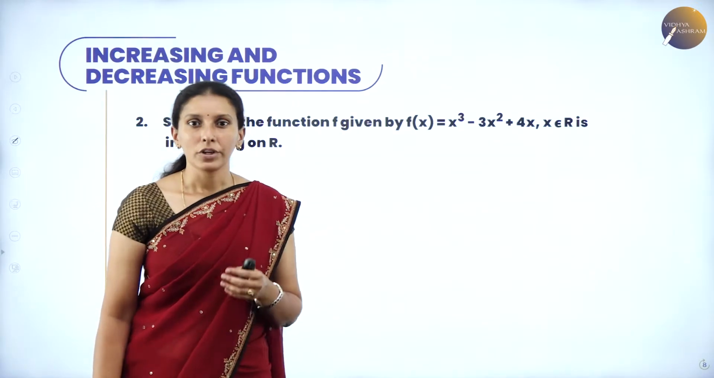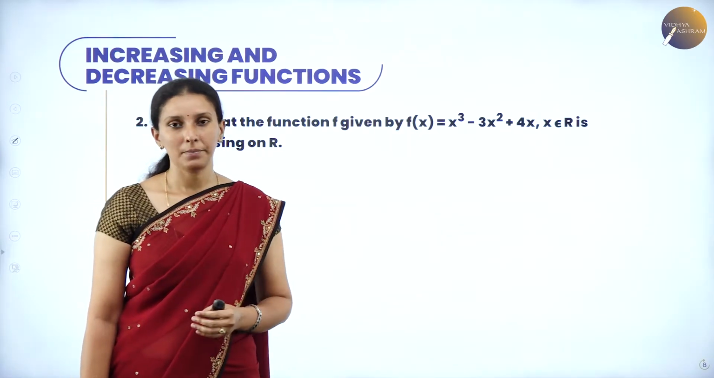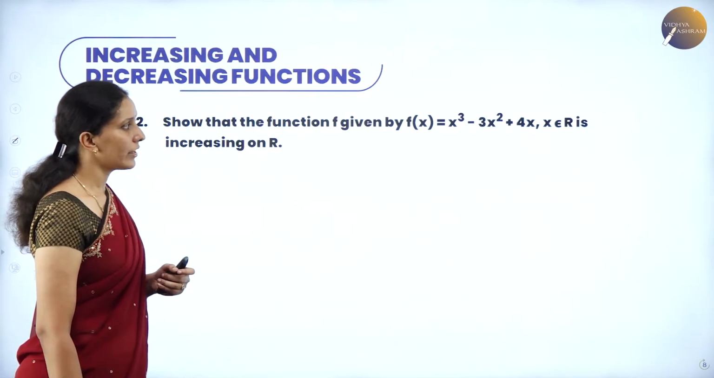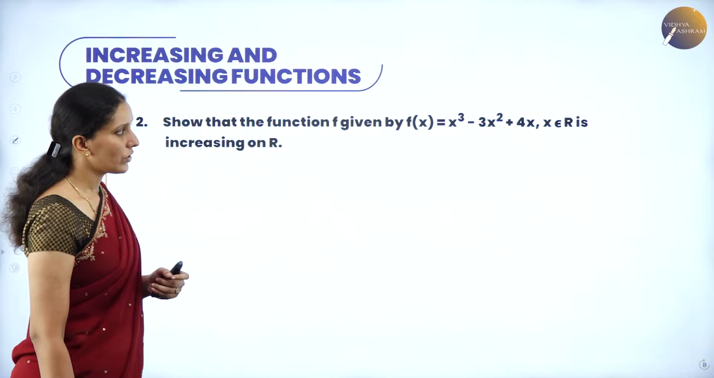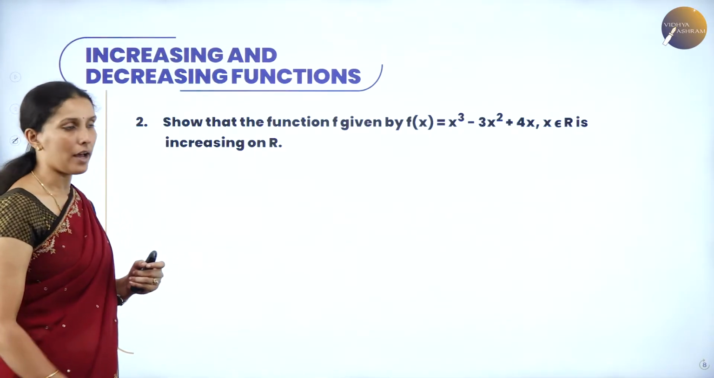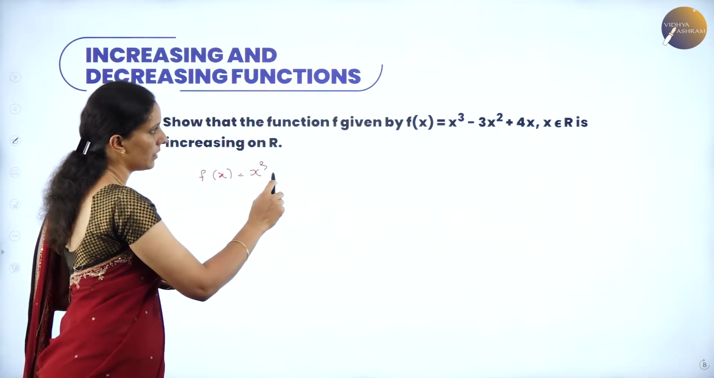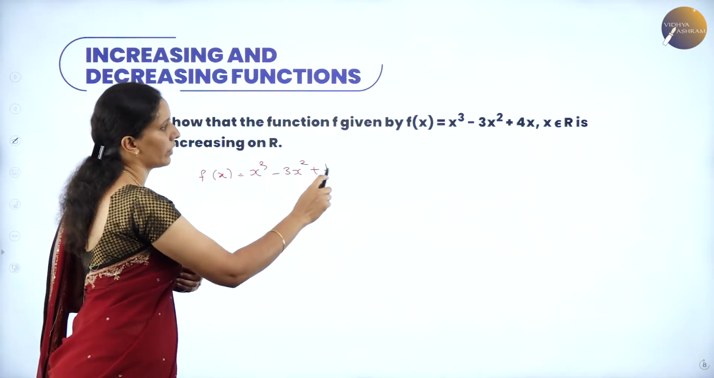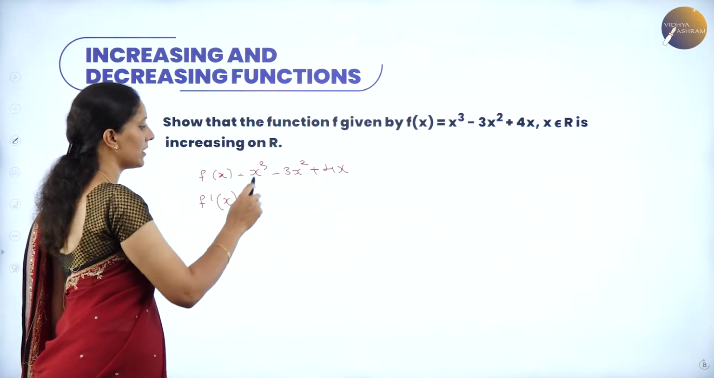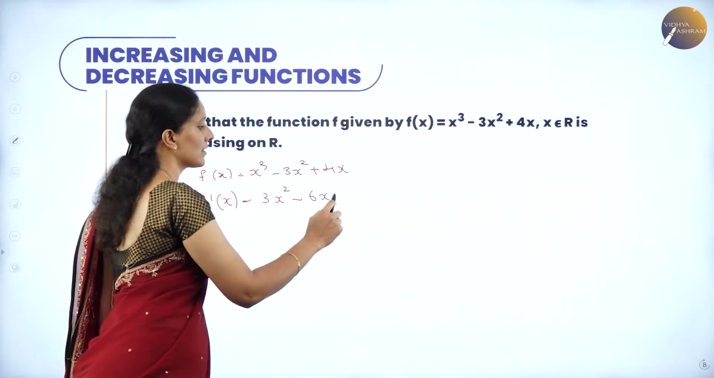Now let's take up the problems and find whether the given function is increasing or decreasing with the help of derivatives. Show that the function f given by f of x is equal to x cube minus 3x square plus 4x for x belongs to R is increasing on R. So given here f of x is equal to x cube minus 3x square plus 4x. Now find out f dash of x. f dash of x here is 3x square minus 6x plus 4.